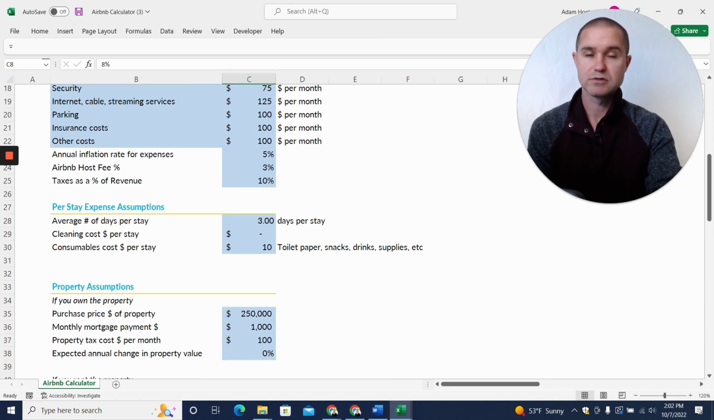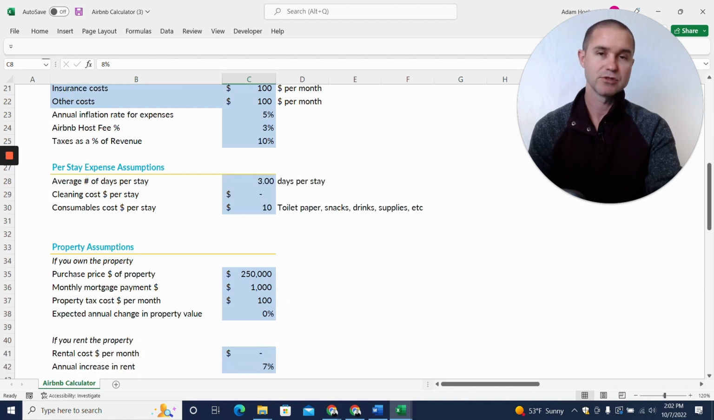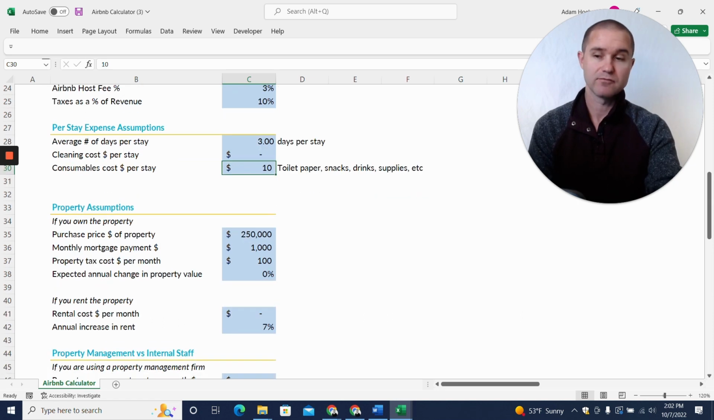We also have an Airbnb host fee that we're paying to Airbnb of 3% and 10% taxes that we're assuming in the location that we're at. We're assuming 3 days is the average length of stay. Now, no individual cleaning costs because that's going to be taken care of in the property management fee. And then we're going to spend $10 per stay on replenishing the consumables.